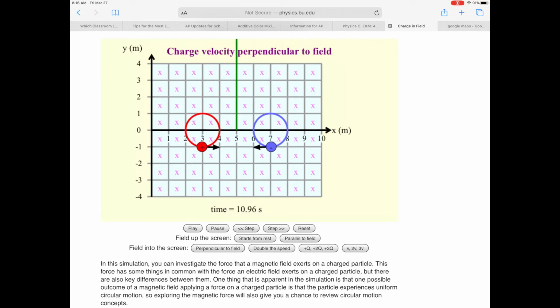The forces cause those charges to move in a circular path. If you're going to have a force that causes an object to move in a circular path, you should immediately think in terms of centripetal force, and you should immediately think that that force is directed to the side of the motion, of the velocity.